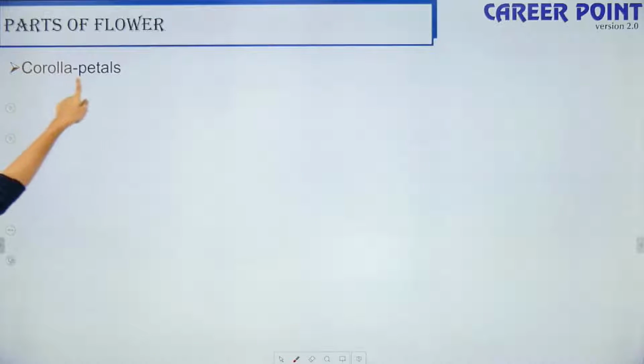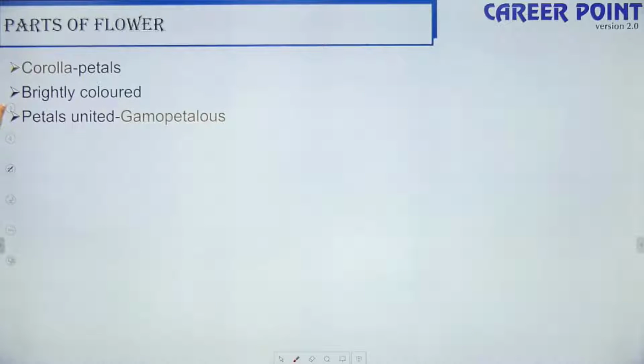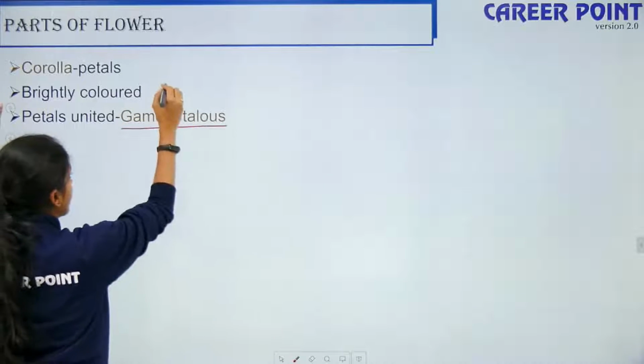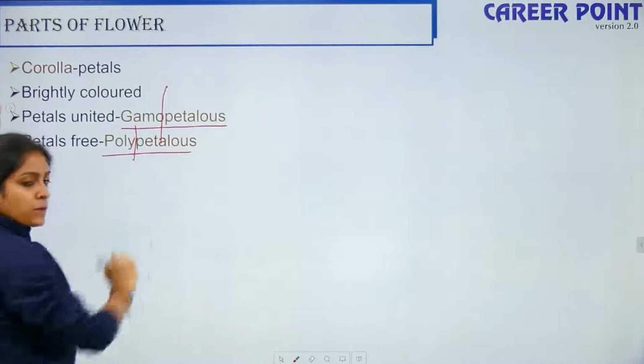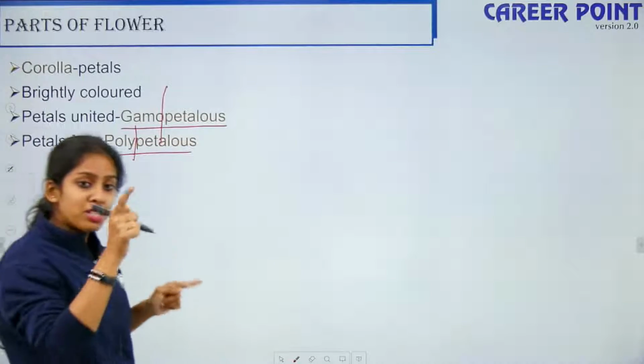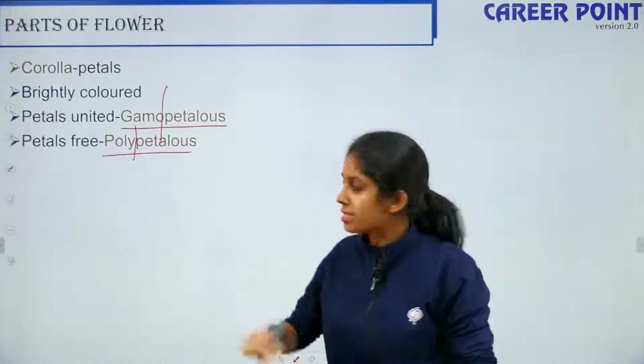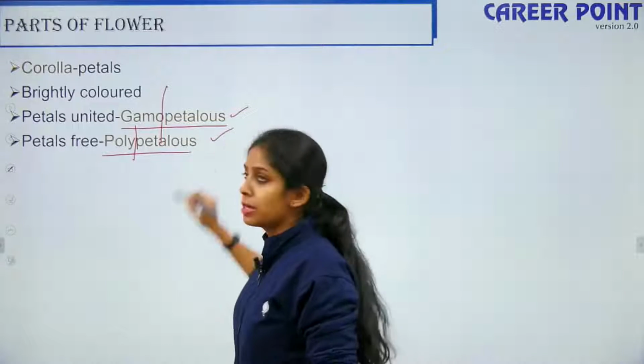So corolla is petals. So they are the bright and colorful portion of the flower. So when the petals are united, when the petals are fused together, it is gamopetalous. Okay. So when the petals are free, it is polypetalous. So that was gamosepalous, polysepalous. This is gamopetalous and polypetalous.